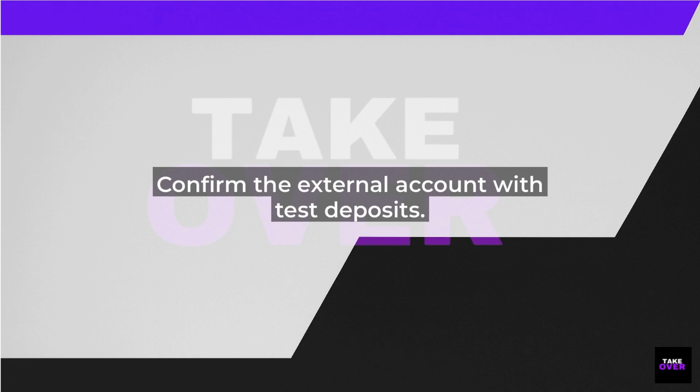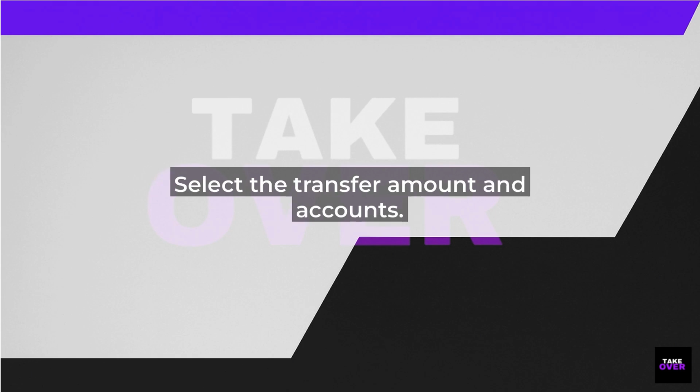Once that's done, it's time to make the transfer. Select the account you want to transfer from, your Ally account, choose the external account as the destination, and enter the amount. Double-check everything to avoid any mistakes. Nobody wants to send money to the wrong place. Hit the Confirm button, and you're all set.